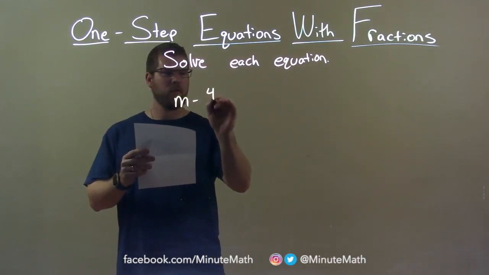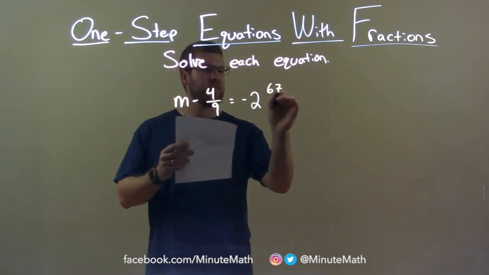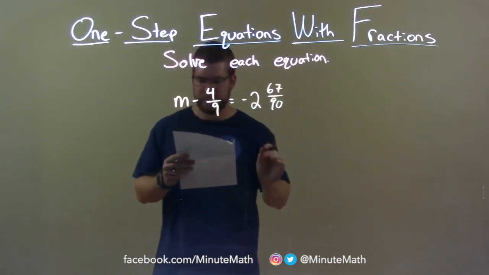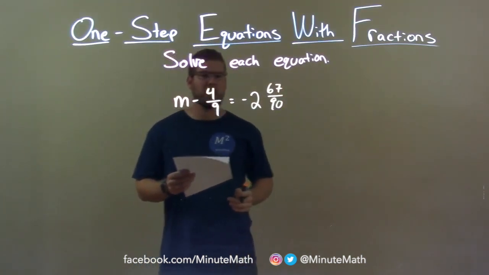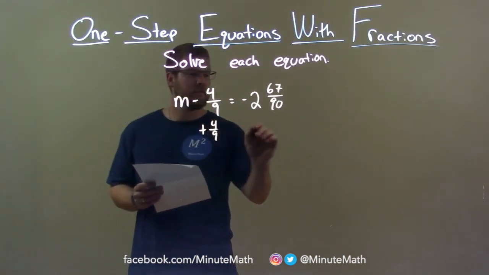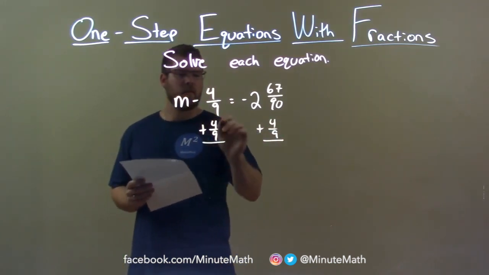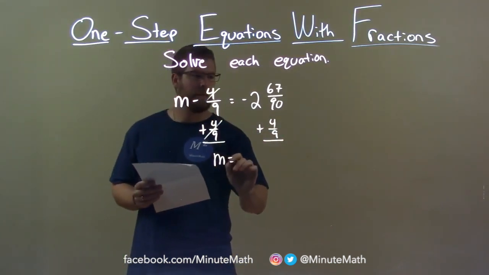m minus 4 over 9 equals negative 2 and 67 over 90. All right, I want to get m by itself. So to do that, I have to add 4 9ths to both sides. All right, simple enough. The 4 9ths cancel, gives us m by itself.